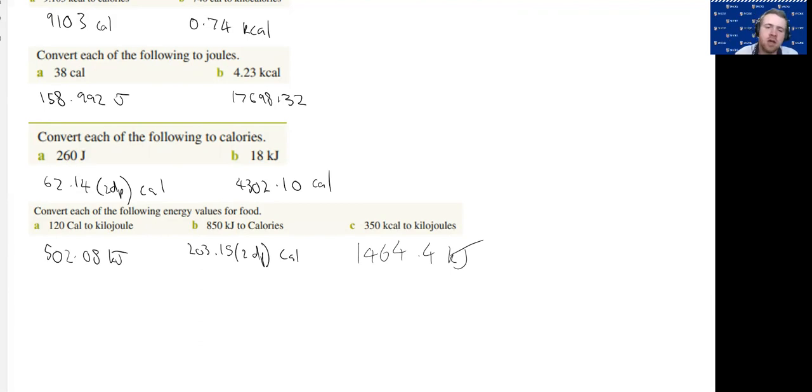So you can see, myself included, we can sometimes get a bit confused with what we need to do here. So just remember, if you're going from calories to joules, you need to multiply by 4.184. If you're going from joules to calories, you've got to divide. And then you just got to think about the kilojoules, kilocalories, or uppercase calories when you're doing that too, whether or not you need to multiply or divide by 1,000 as well at some stage. So just be wary of that when you're doing these calculations.